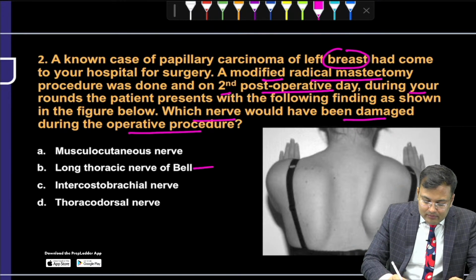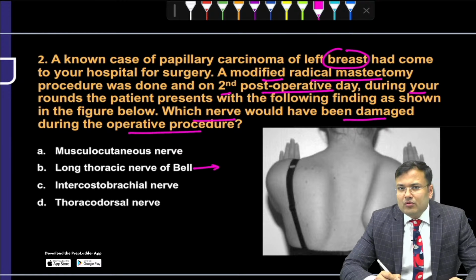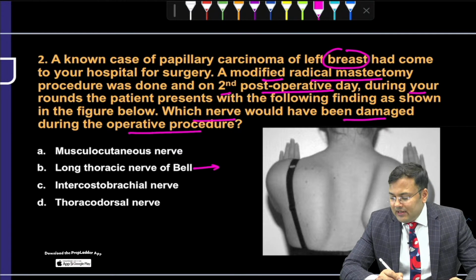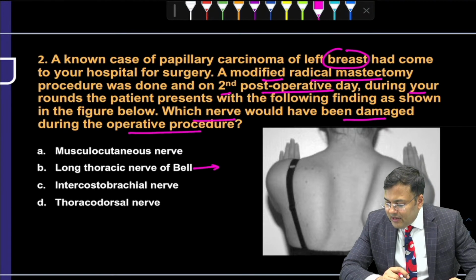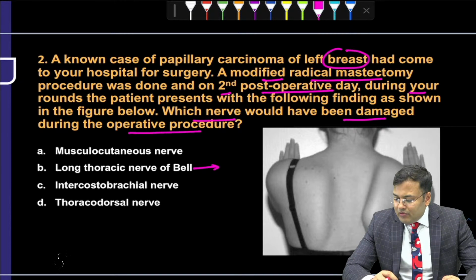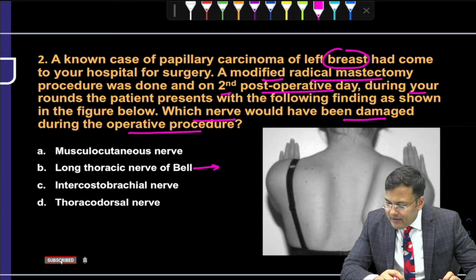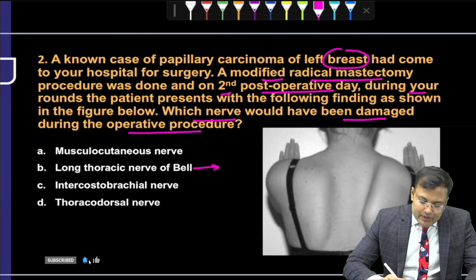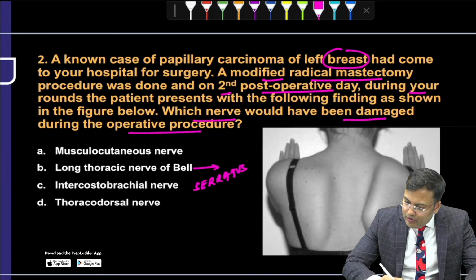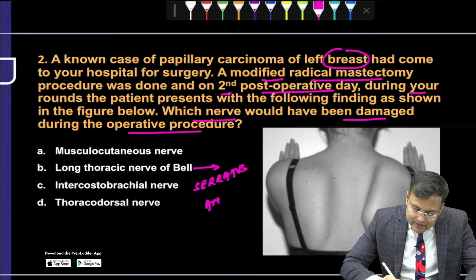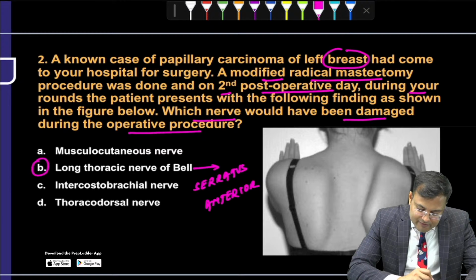And you know that this long thoracic nerve is going to supply which muscle? Tell me the name of the muscle. Dr. Manish is correct, first person to answer. Serratus anterior. Swati is also correct, very good. So obviously it is going to supply the serratus anterior. So the correct answer here is the long thoracic nerve of Bell.